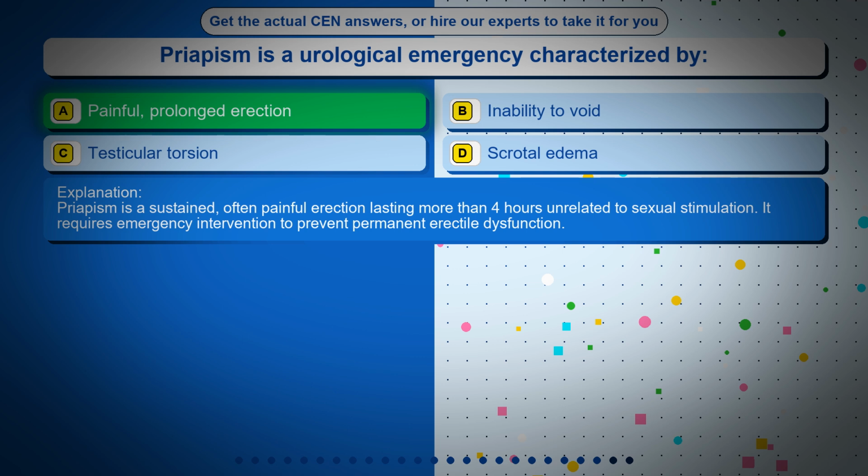It requires emergency intervention to prevent permanent erectile dysfunction.